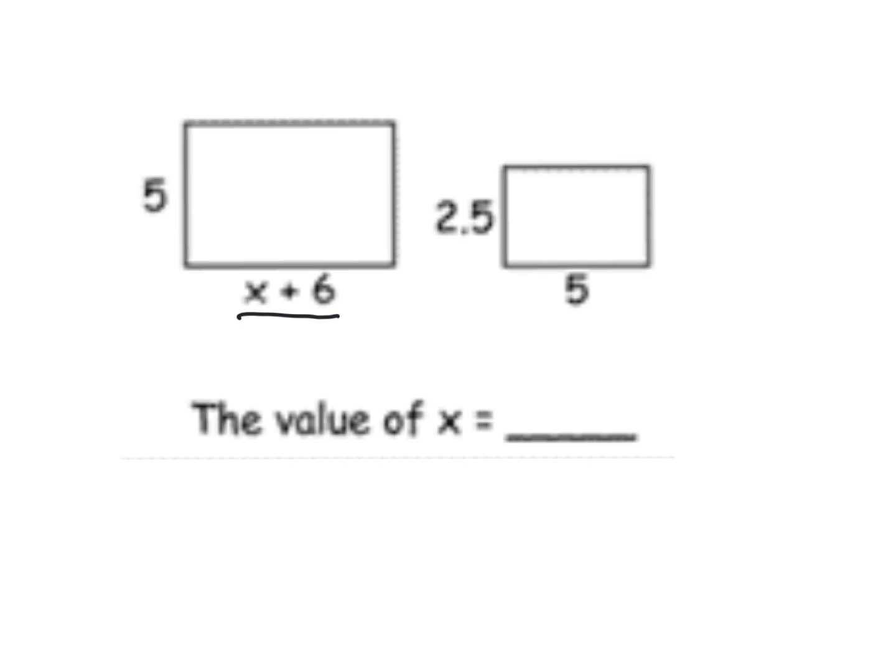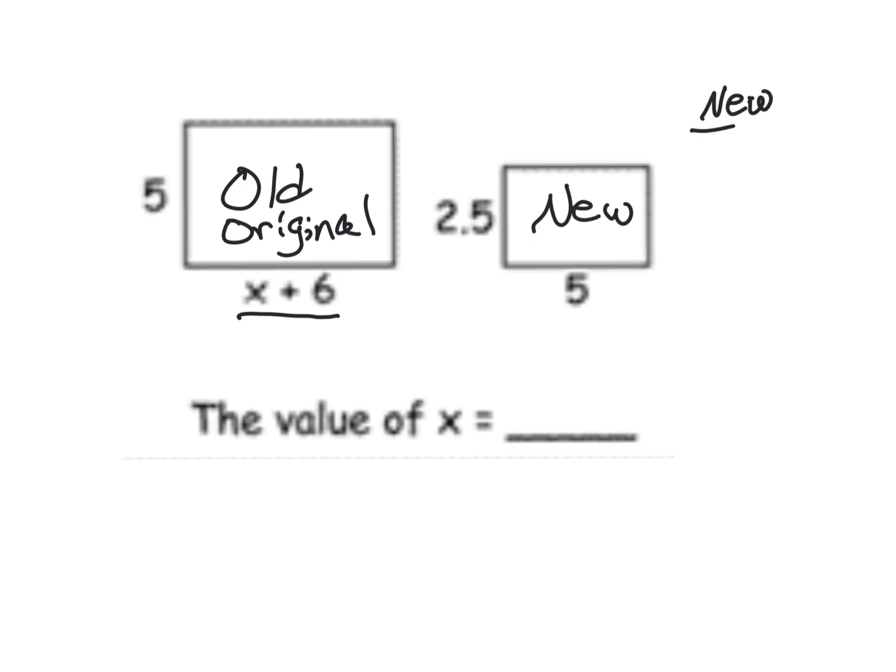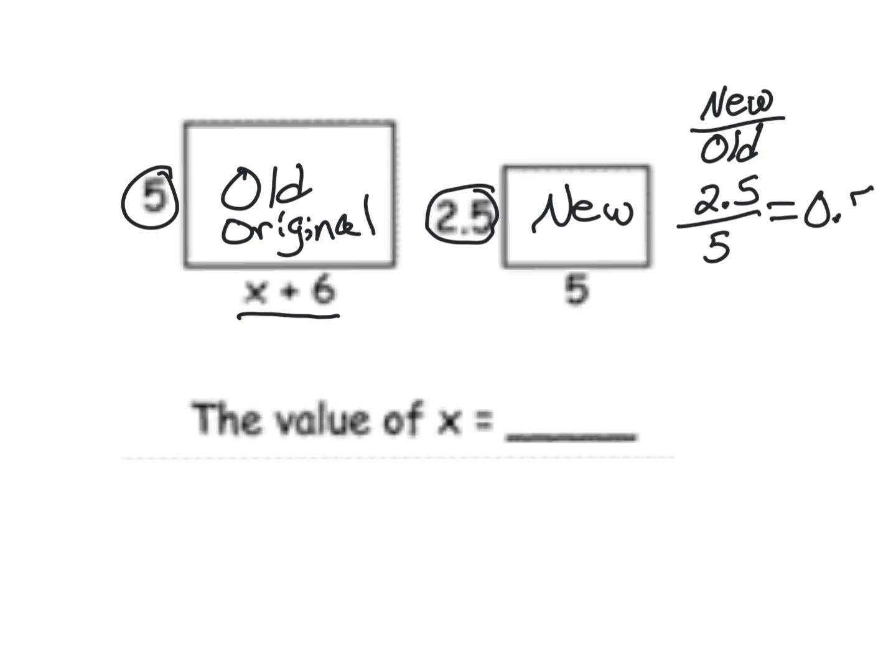So the one thing you always want to do is go with the old or original. And it might be worth it for you to actually label each shape so you remember this. To create your scale factor, all you do is take the new value and place it over the old value. Okay, so in this case, the only two that I know for certain from each shape are 2.5 and 5. So if I take 2.5 and I put it over 5, when I divide, I get 0.5. And that's simply because 2.5 is half the size of 5.